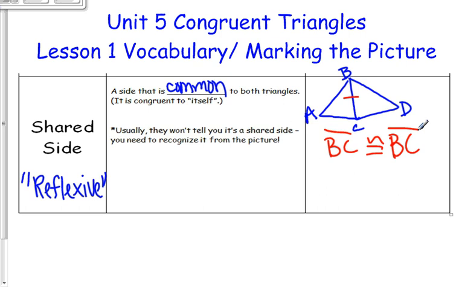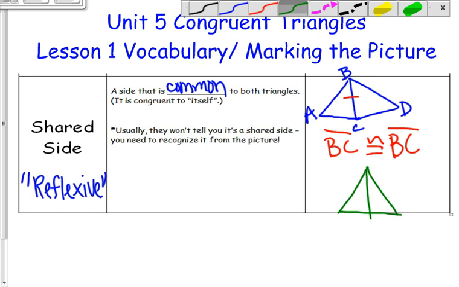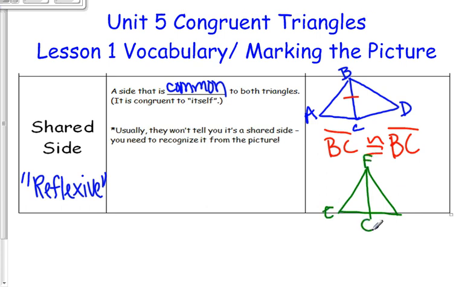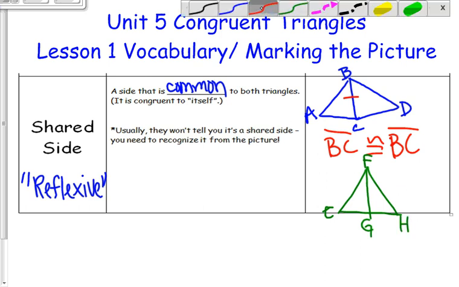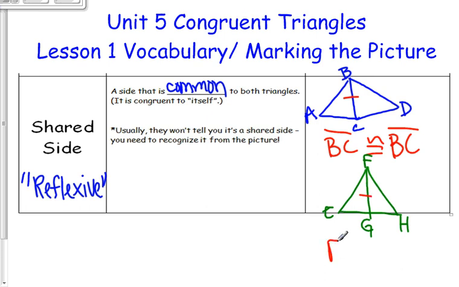Another way we might see it is like we saw in that one problem where we had the perpendicular bisector. Let me label this one as well. E, F, G, H. Right here, FG would be congruent to itself. So FG would be congruent to FG. And again, this is known as the reflexive property. Shorthand, shared side, because they're sharing that side.